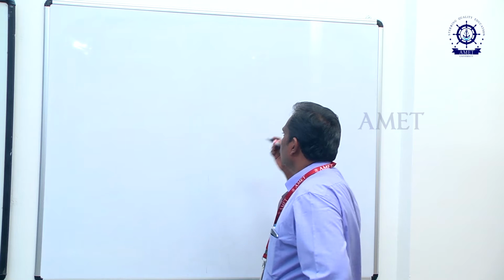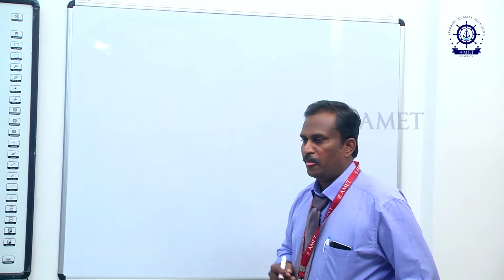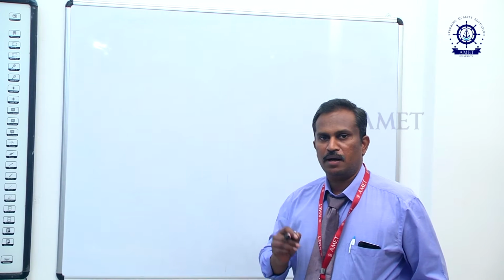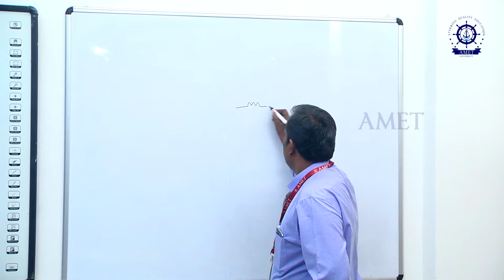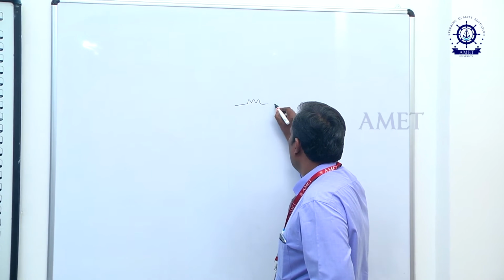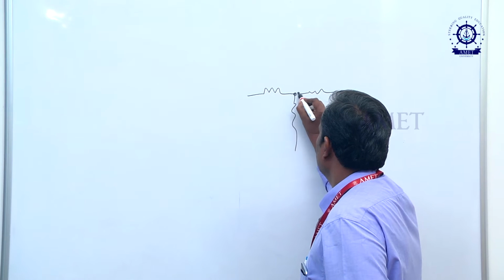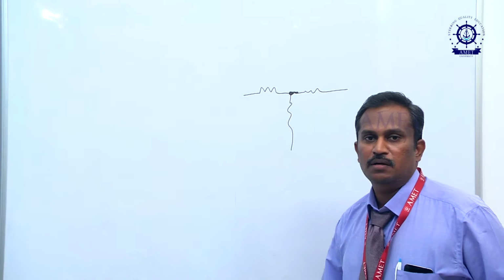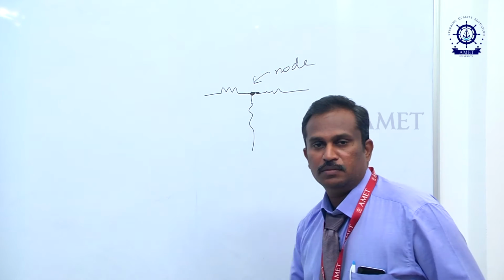First we will see what a node is, then I will explain nodal analysis in detail. A node is nothing but an interconnection of two or more elements connected at a point. For example, we have a resistor, and 2 or 3 resistors connected at this point. This junction is called a node.